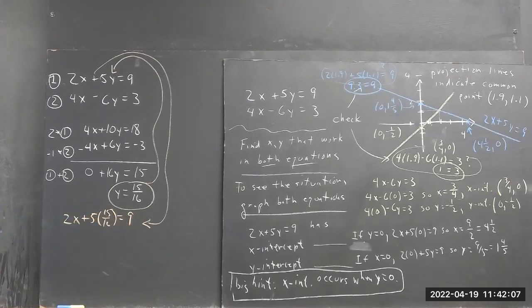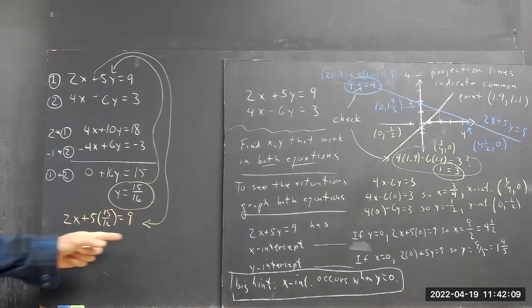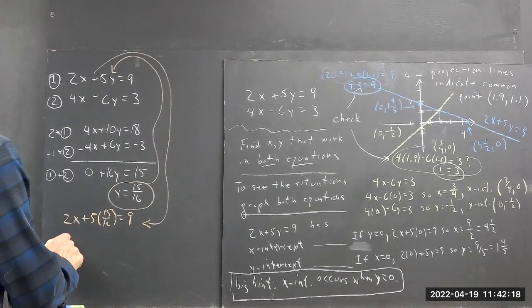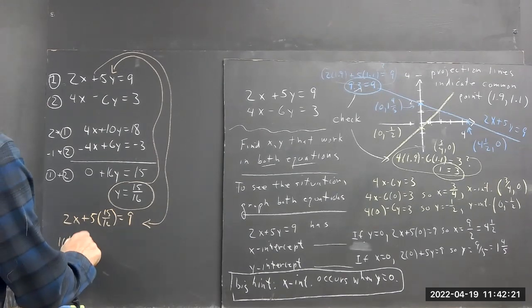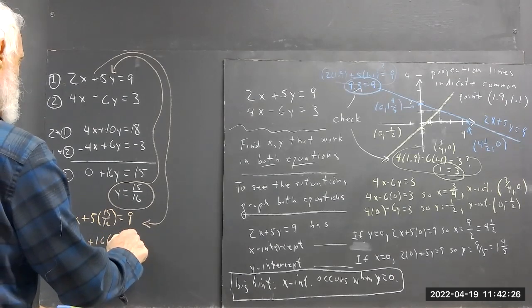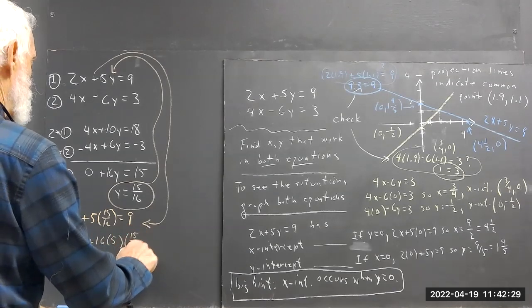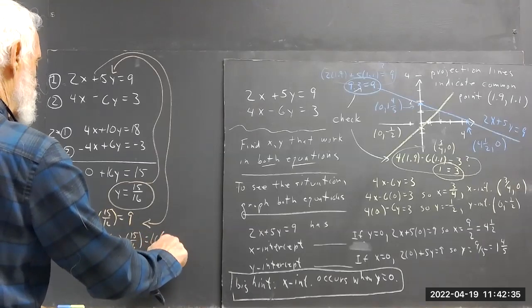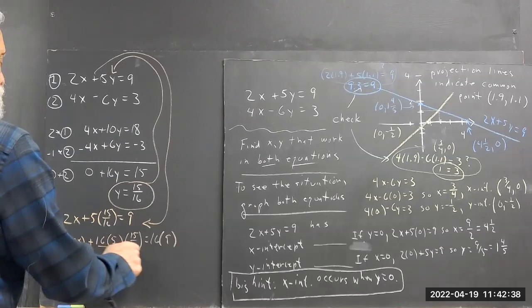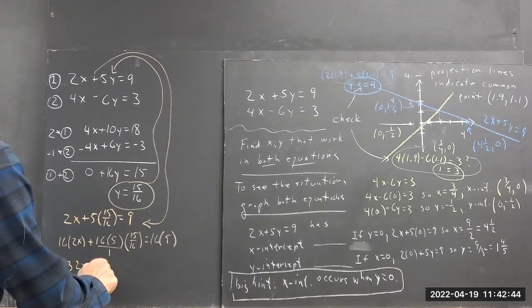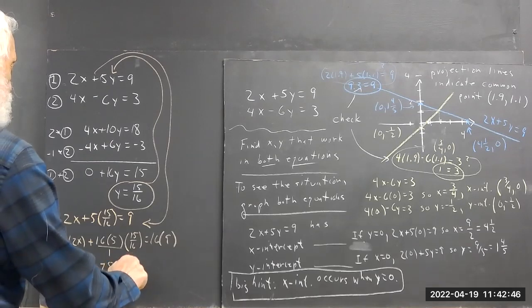Now I solve this equation. What did I do to solve this equation? Well, I've got a denominator of 16. I multiply both sides by 16. So 16 times 2x plus 16 times 5 times 15 over 16, of course I put that all over 1, equals 16 times 9. Then I can rearrange this to 16 over 16. What I end up with is 32x plus 75 equals 144.